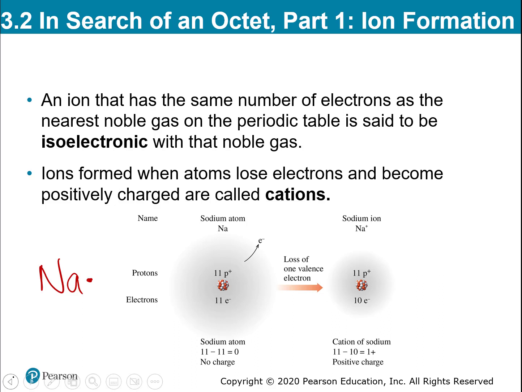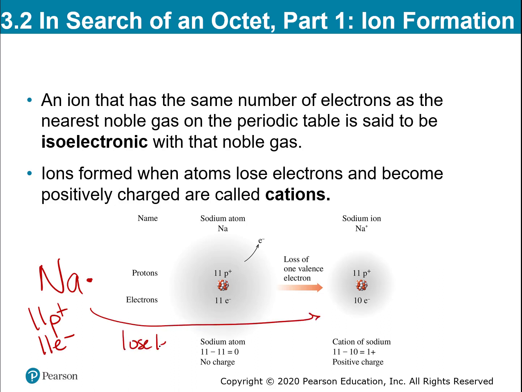Seriously reactive because it needs 8. How many does it have? Only one. So what is it trying to do? This with 11 protons and 11 electrons. If sodium can lose one electron, now you'll have a sodium ion and it'll still have its 11 protons, but now how many electrons will it have? 10. So what other element has 10 electrons?